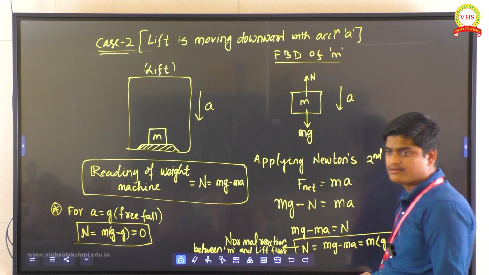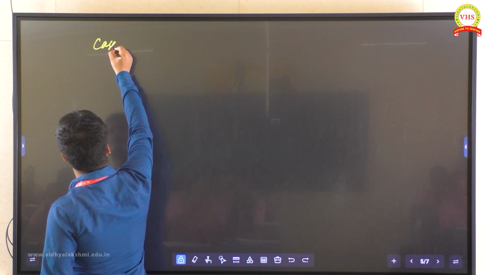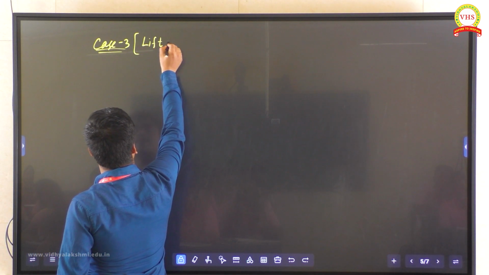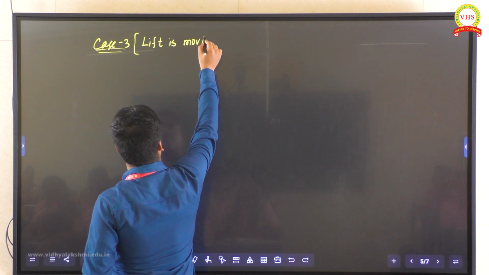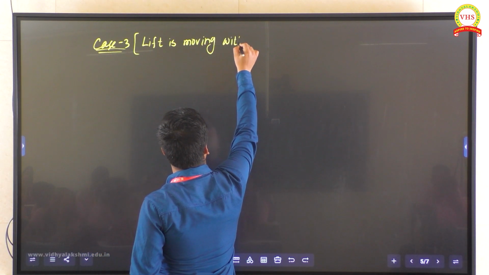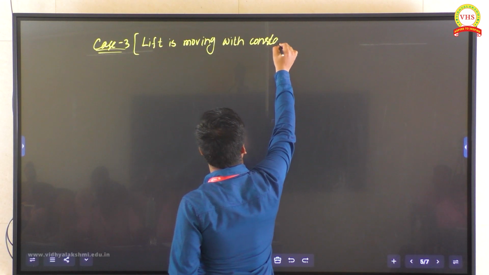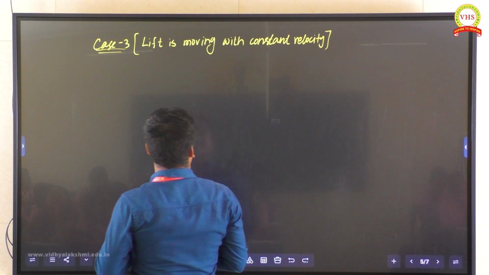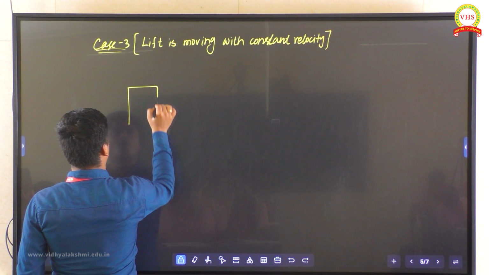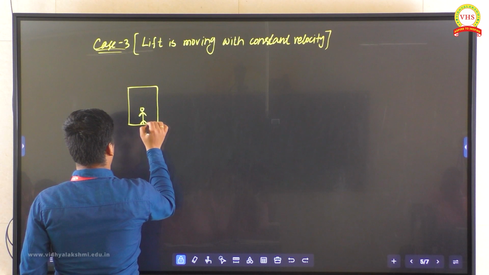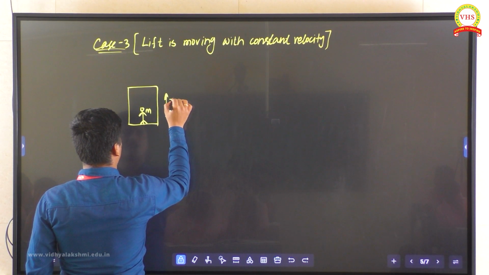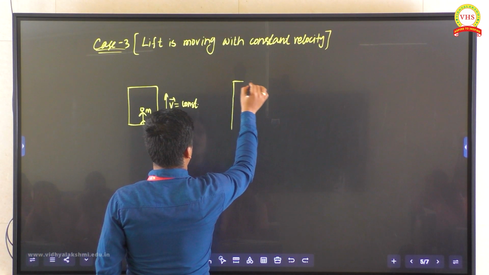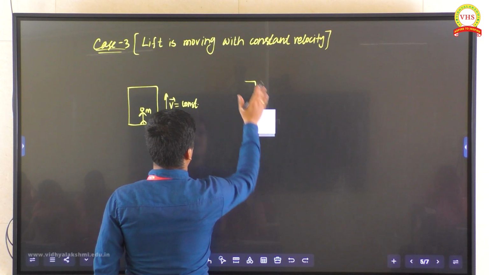Did you complete everyone? Next, write case 3. What is case 3? If your lift is moving with constant velocity, either in the upward direction, or this mass m is moving with constant velocity, or in the downward direction, whatever it is.